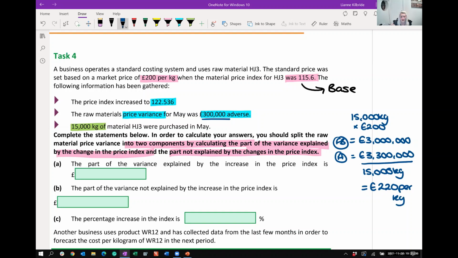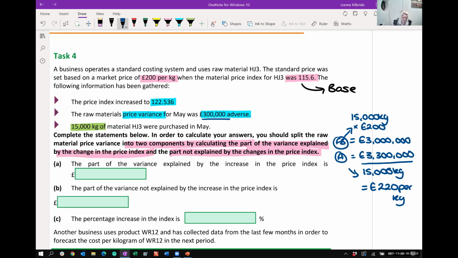Okay, that is what we actually spent. Up here is the budget, down here is the actual. Okay, let's have a look at the price index. It is so much easier when you don't have all the zeros.